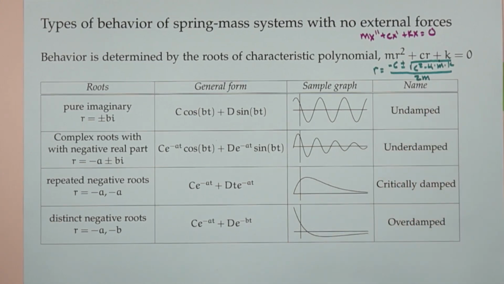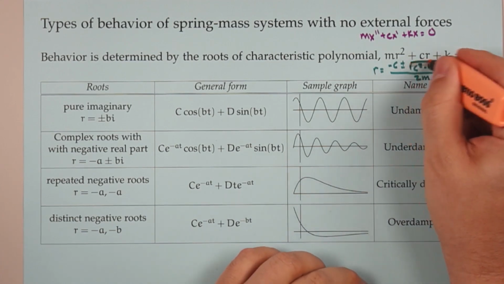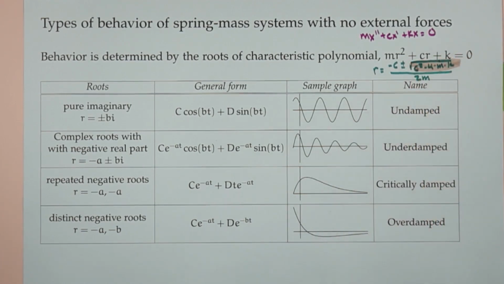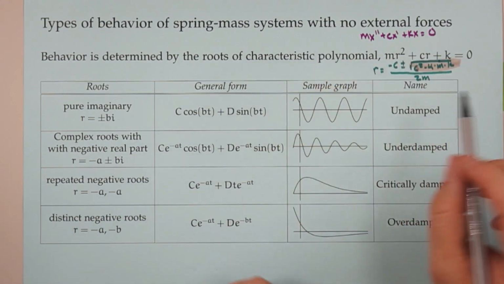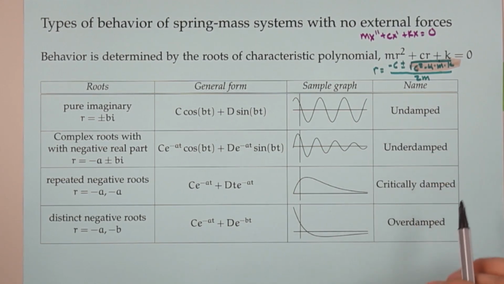All right, now here's the thing. Everything that we're going to talk about in the course of the next couple minutes boils down to asking what's happening inside this square root. So everything comes down to the question, what can we say about c squared minus 4mk? All right, well, a couple of cases.